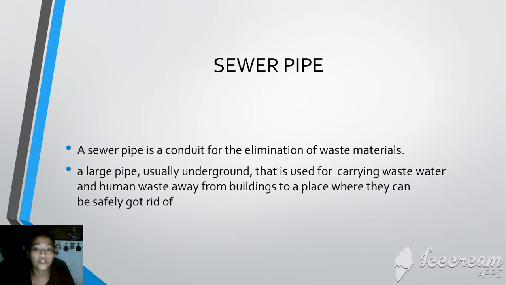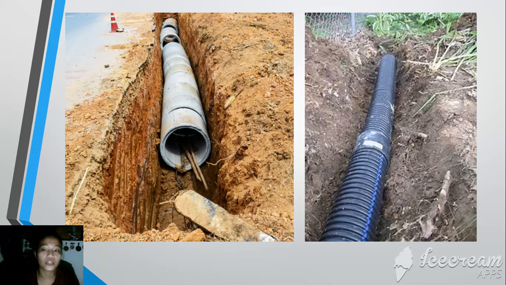So first, what is a sewer pipe? A sewer pipe is a conduit for the elimination of waste materials. It is a large pipe, usually underground, that is used for carrying wastewater and human waste away from buildings to a place where they can be safely got rid of. So this is an example of what a sewer pipe looks like.